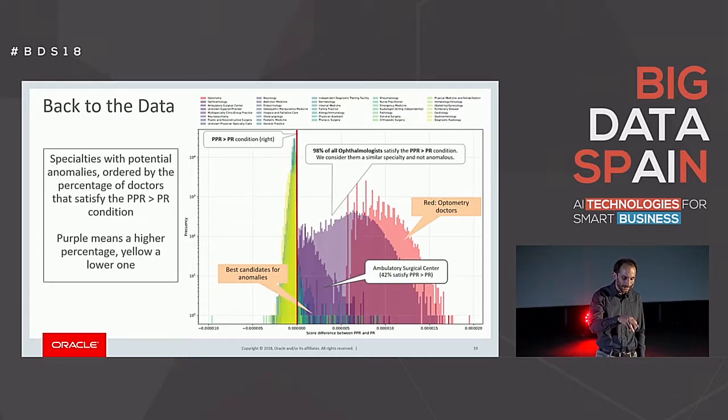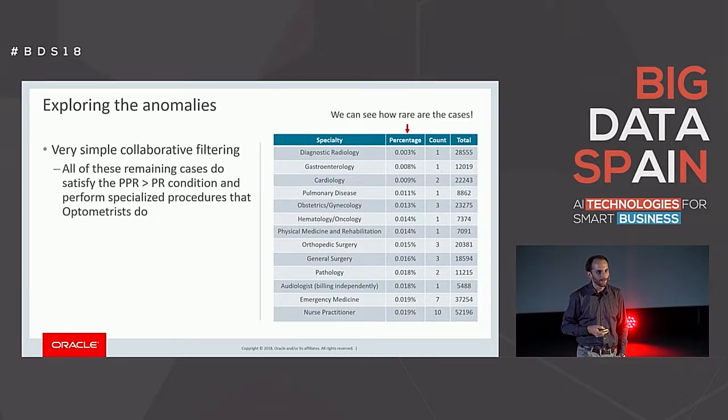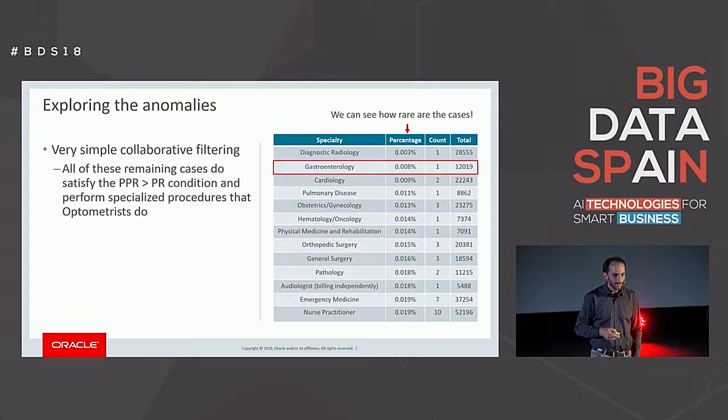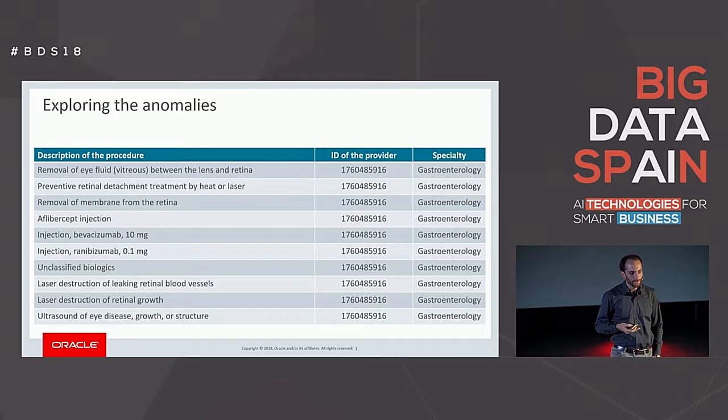What we're really interested in is the short spikes next to the zero line. There are just a few doctors from those categories that have higher personalized PageRank than PageRank. So let's look at an example. Here I think we're starting from the eye doctors, the same example. And what we find by sorting the score is that we actually have a few specialties that are anomalous, and we have one radiologist and one gastroenterologist that are doing operations that are typical of eye doctors. So let's look, for example, at the gastroenterology, and we have this doctor who is doing removal of eye fluid and all these sorts of eye-specific operations.